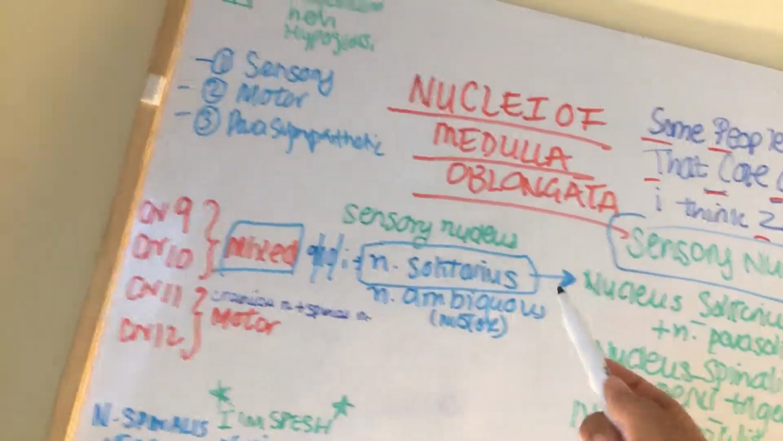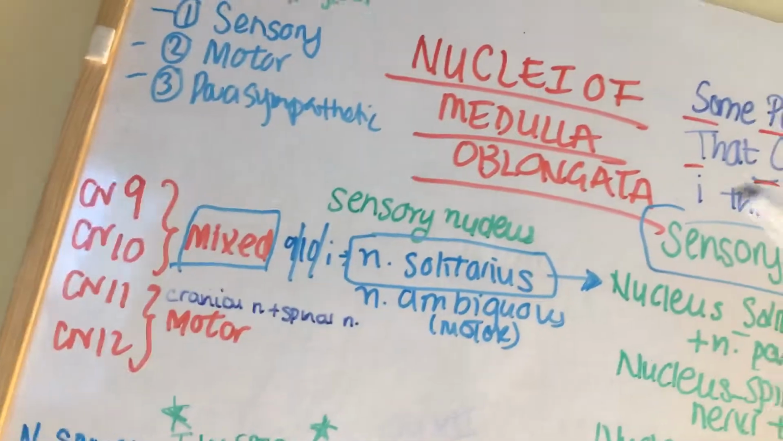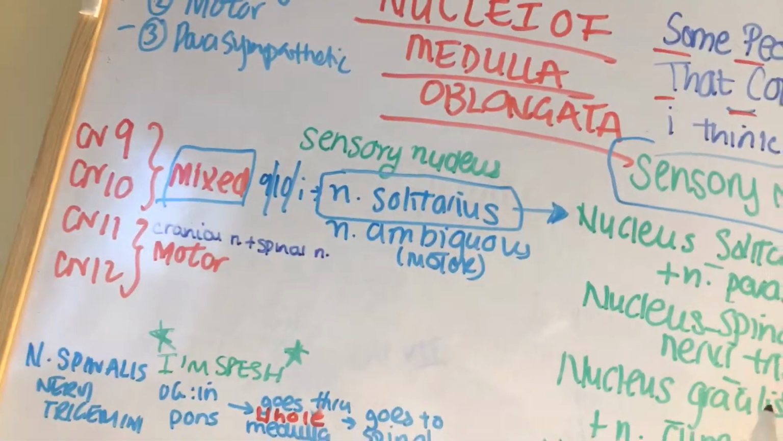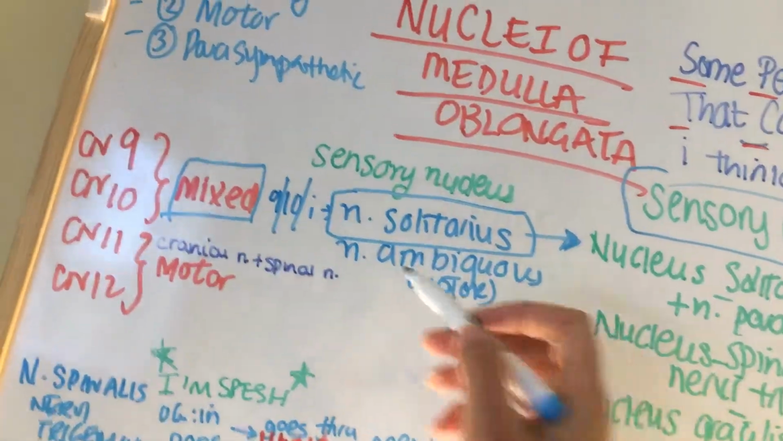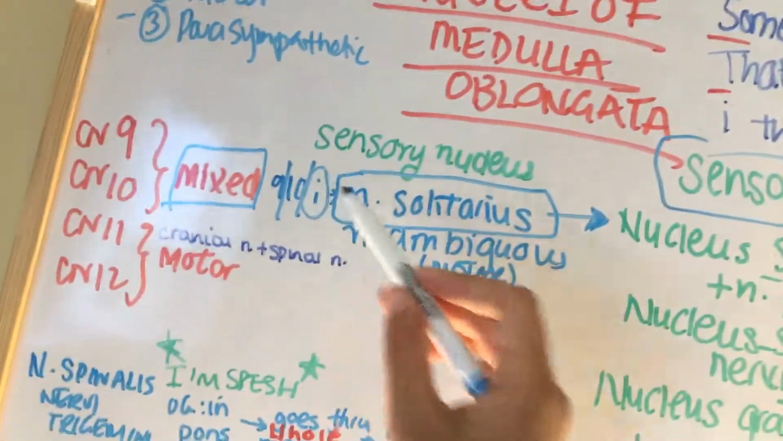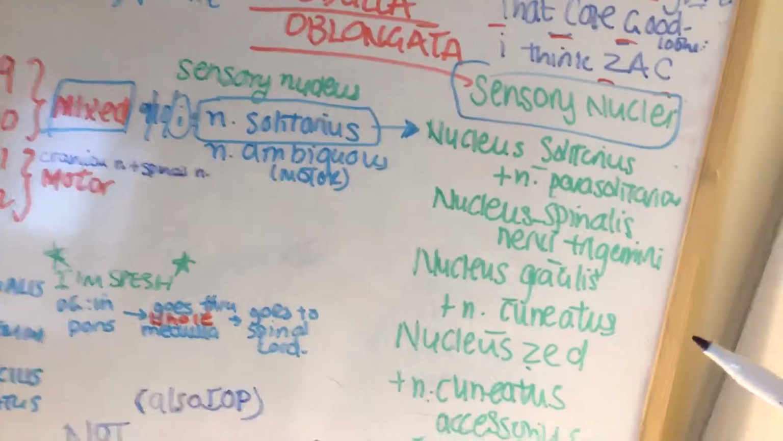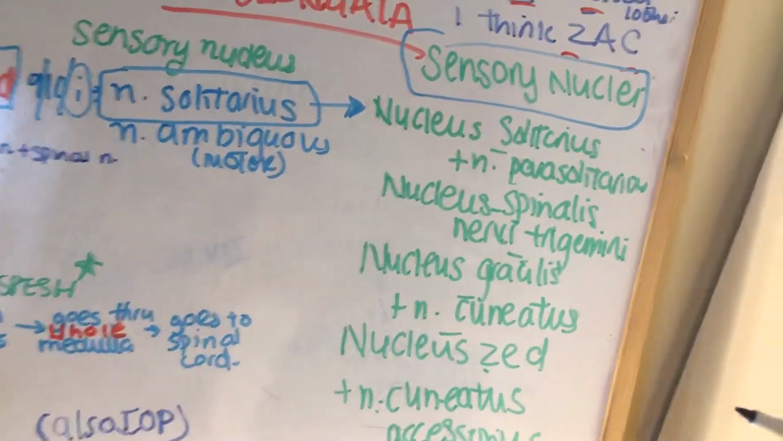And basically this nucleus solitarius is one of the sensory nuclei found within the medulla oblongata. But specifically, if I ask you the question, nucleus solitarius, which cranial nerves does it apply for? It's for cranial nerves 9 and 10, as well as this small I, which is for nervus intermedius, a branch of the facial nerve.